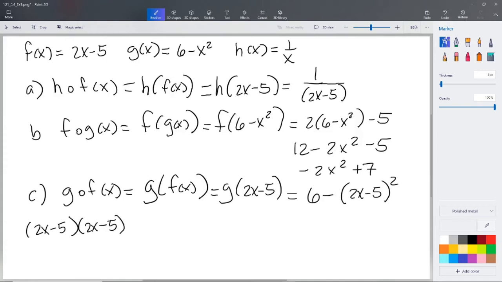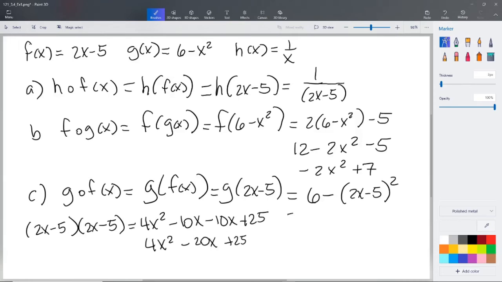So we've got 2x times 2x. That's going to be 4x squared. We've got 2x times minus 5. That's minus 10x. Then you've got 2x times minus 5, another minus 10x. And finally, minus 5 times minus 5, which is positive 25. The two 10s do add together, or in our case, subtract together, to give us minus 20x and plus 25.